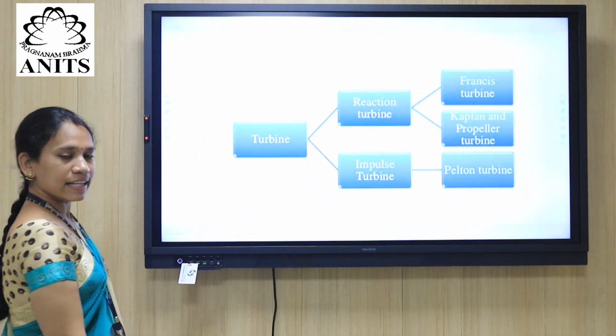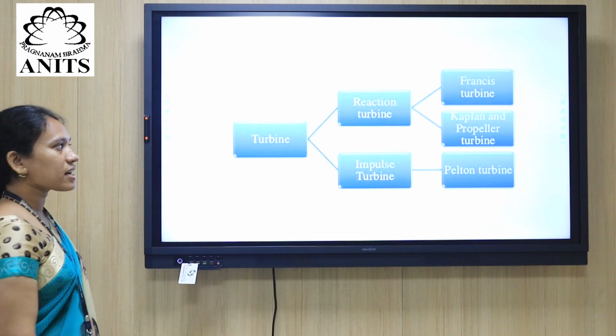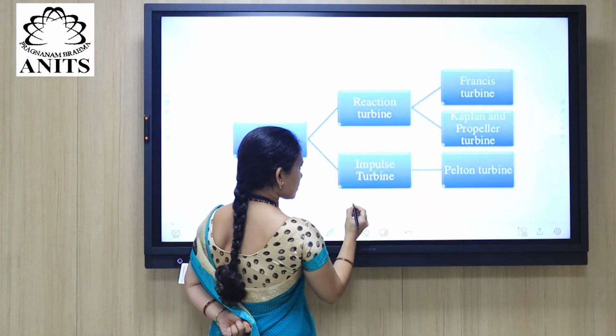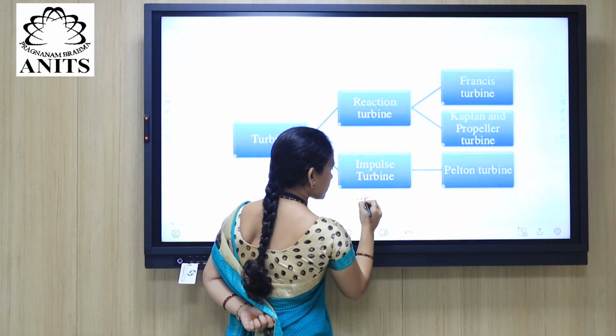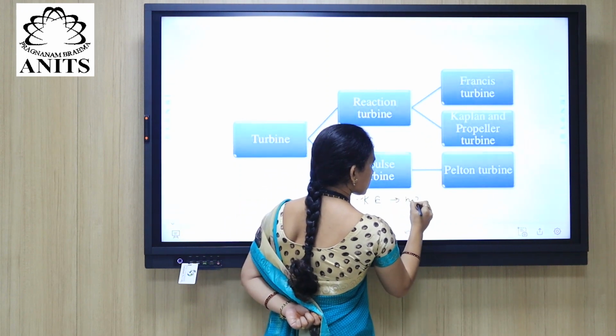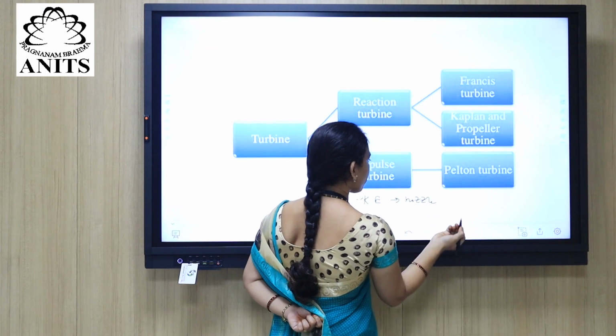So this is again the classification. Turbines are classified based on the energy available at the inlet only. So this is the basic one. Coming to the reaction and impulse turbine again, we already discussed that the impulse turbine possesses only kinetic energy. This is due to the nozzle setup provided at the end of the penstock.